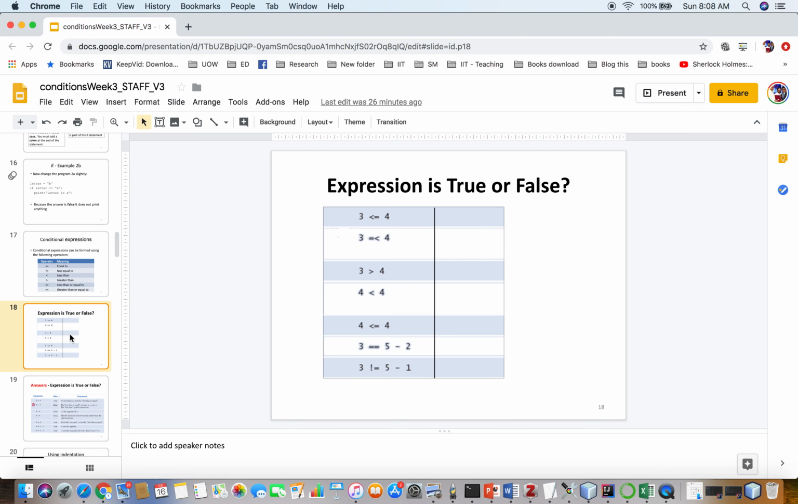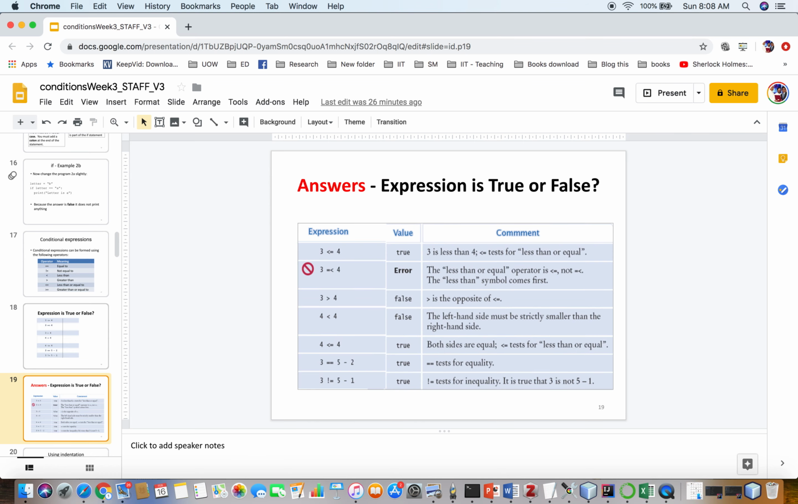So if you look at the expression, is it true or false? 3 less than or equal to 4. So just like that you have a set of expressions. You can take 2 minutes and attempt this one. So let's discuss the answers.